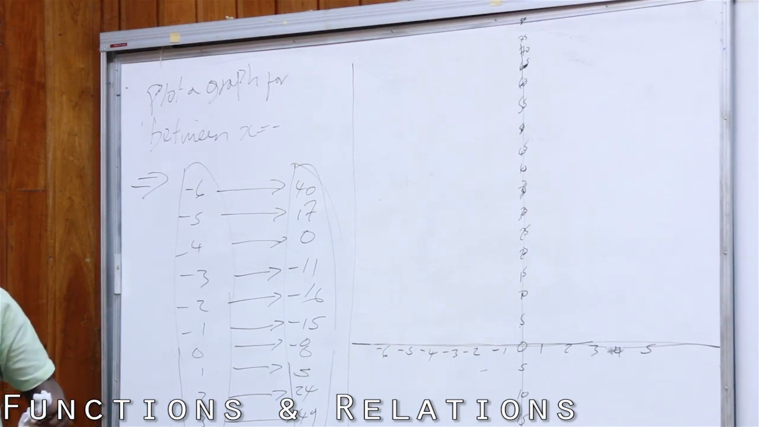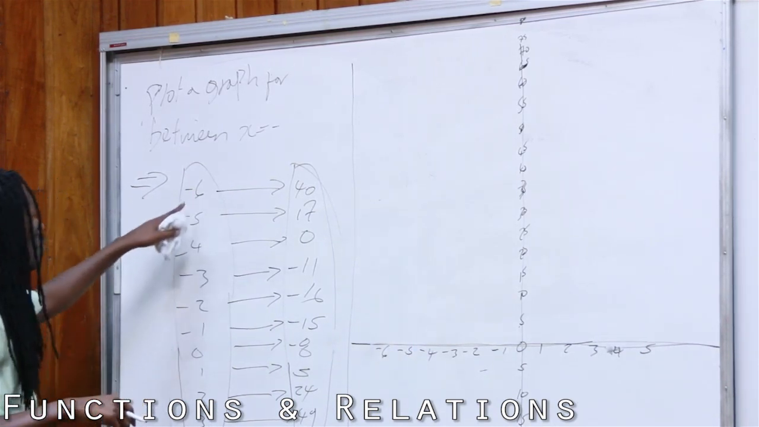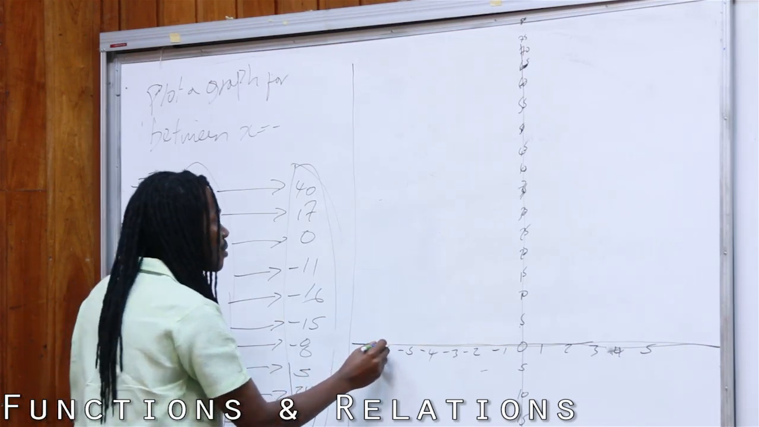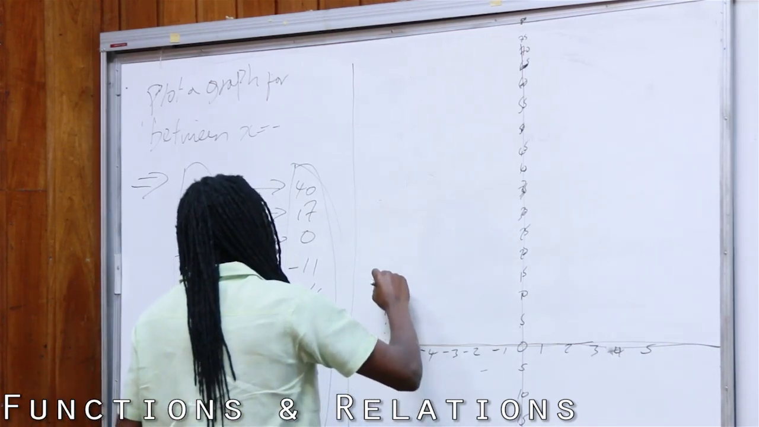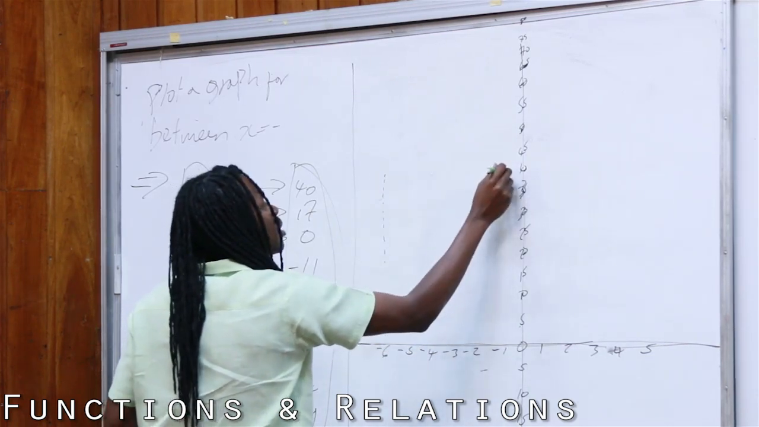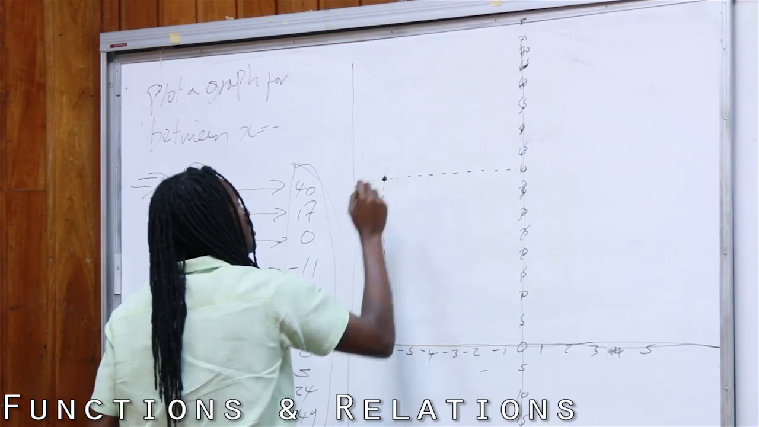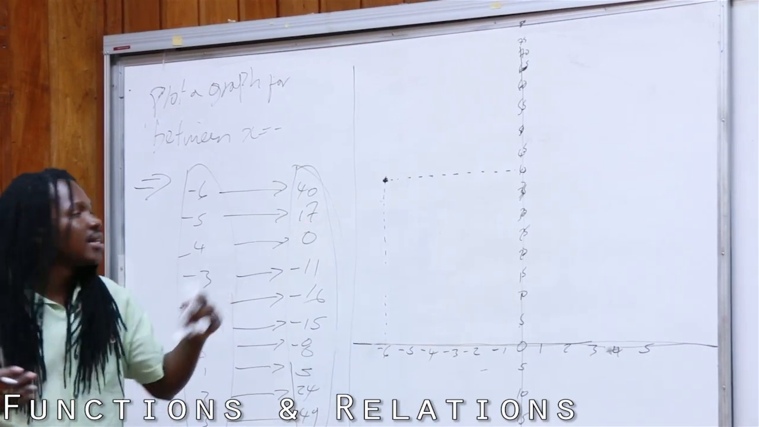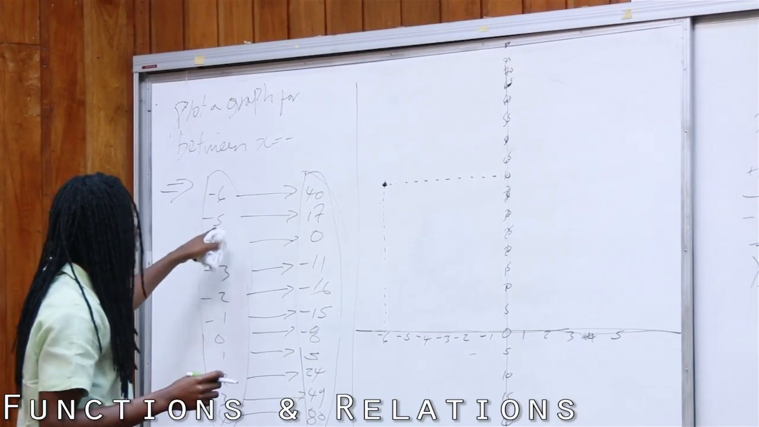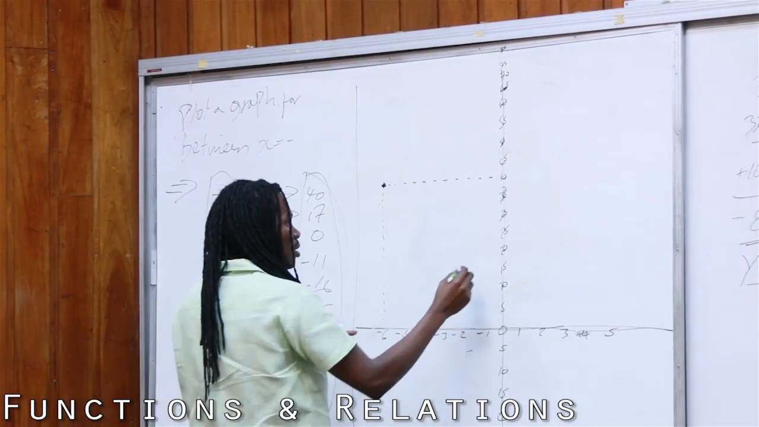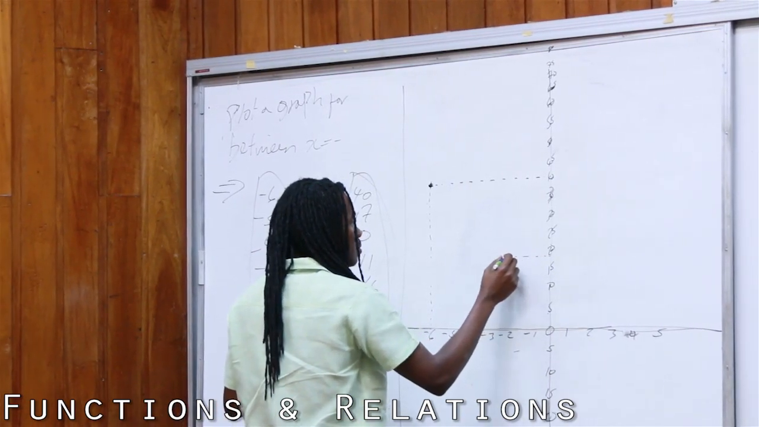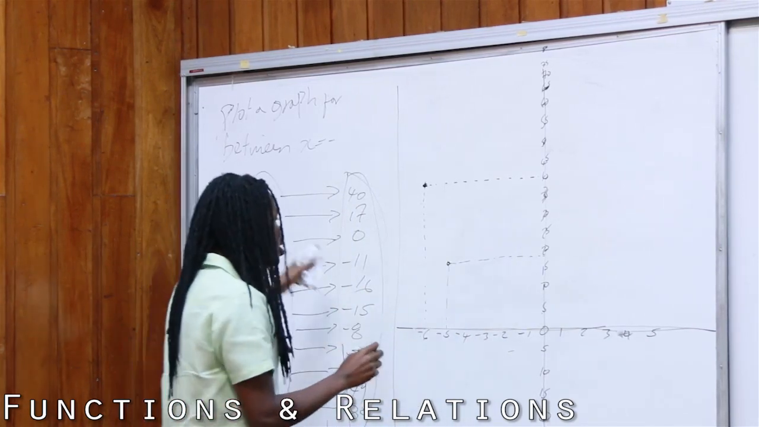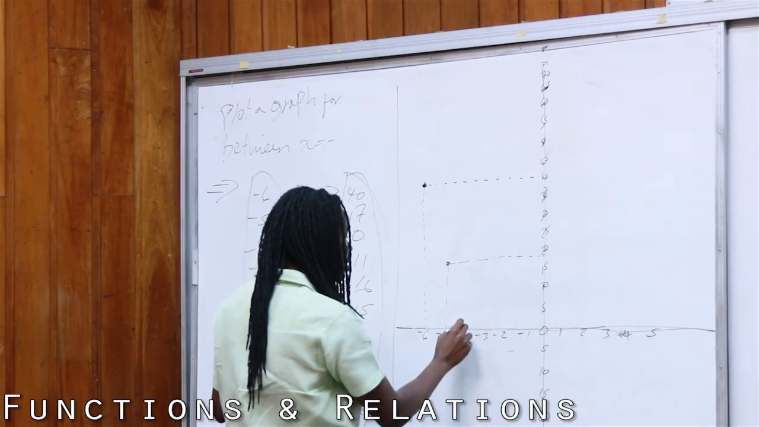I have a graph. What is minus 6 on the x-axis mapped onto? So minus 6 is mapped onto 40. See that? You don't have to draw a line because your graph paper has lines. What is minus 5 mapped onto? So this is 17. Minus 4 is mapped onto what? So minus 4 is mapped onto 0, which means that it's on a line.